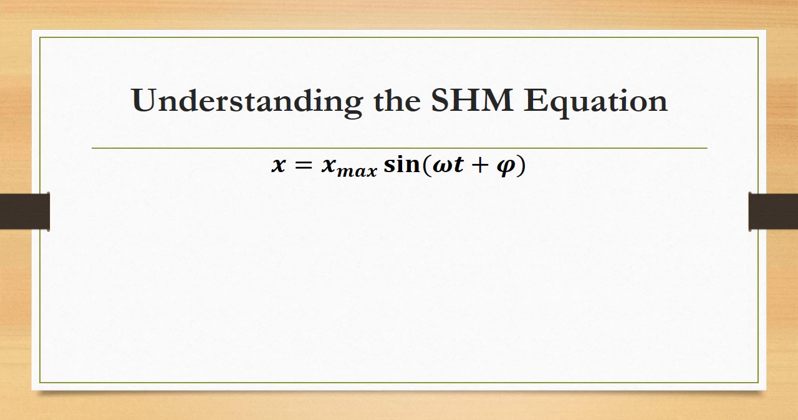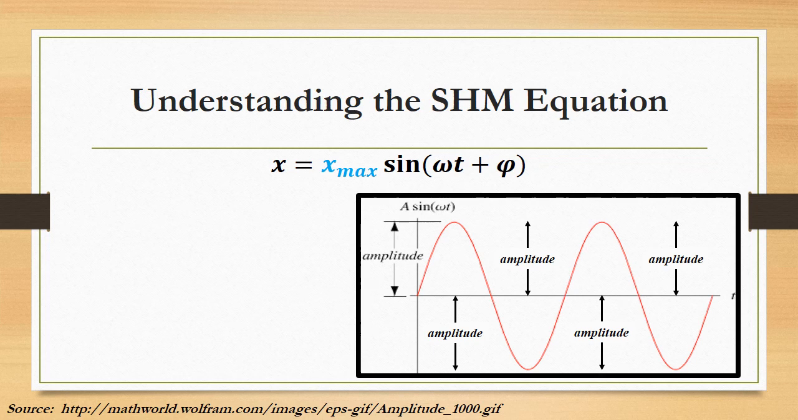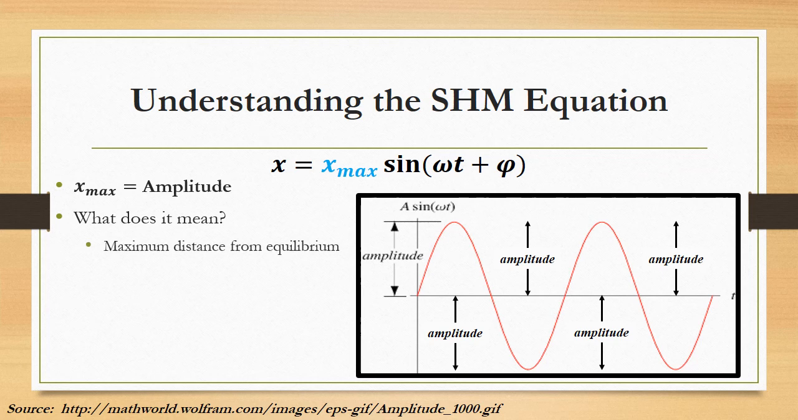All right, let's just break this up. Let's do one thing at a time, starting with x max. Again, that just means the amplitude. So the amplitude is the maximum distance from equilibrium. We've already defined all this. I don't want to go into it again.